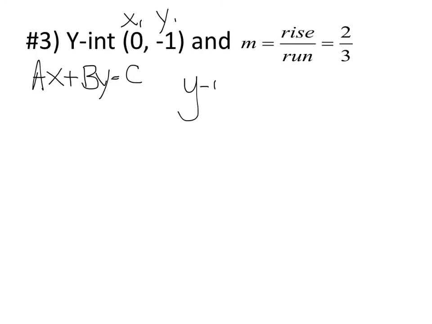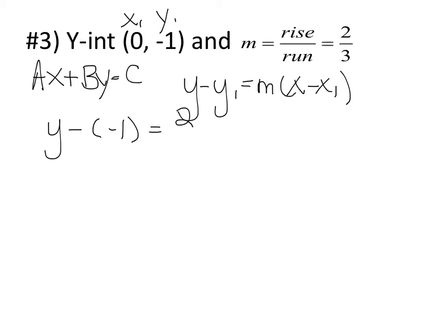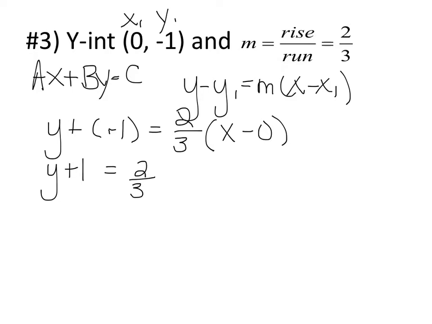So that means y minus y1 equals m times x minus x1. So y1 is -1, and m is 2/3, and then x minus 0. So add a line, change the sign. You get y plus 1 equals 2/3 x when I distribute the 2/3.